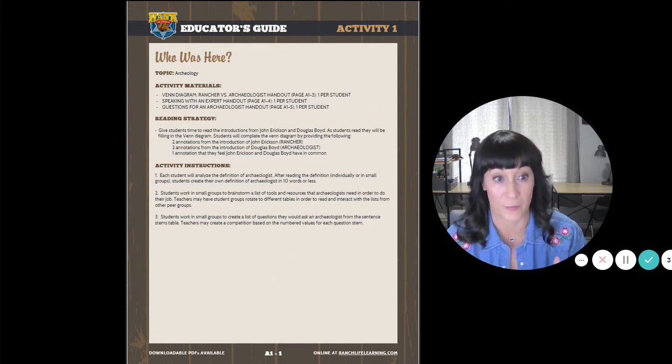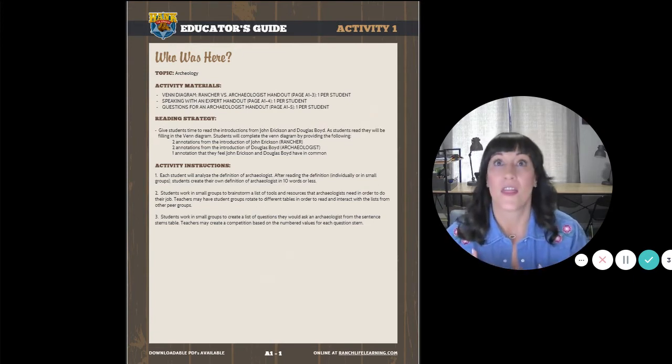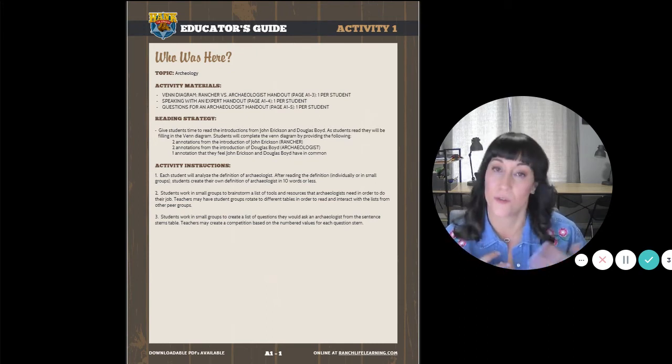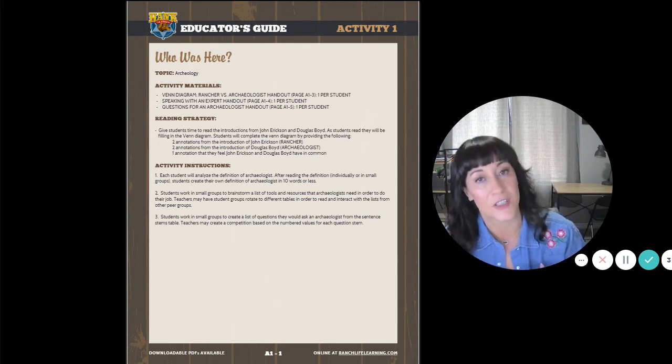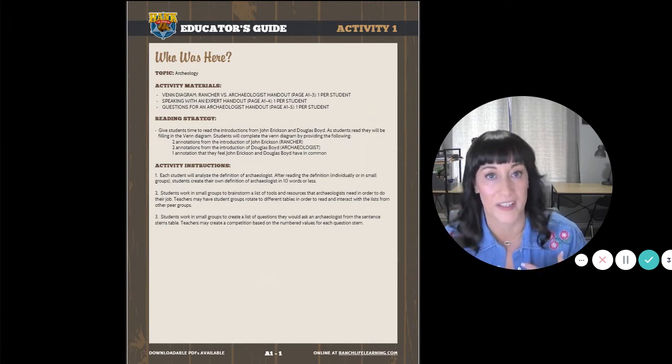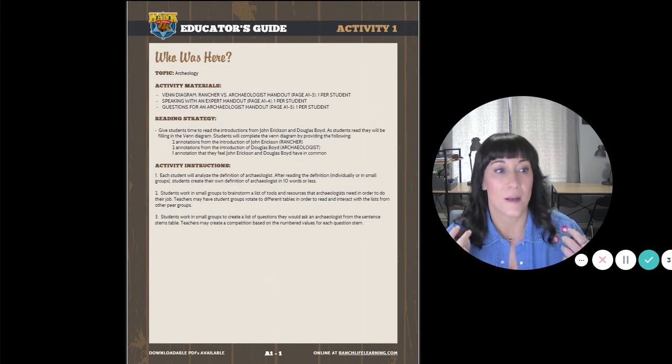The reading strategy for this activity is for students to fill in the Venn diagram as they read through the information to compare the role of a rancher versus an archaeologist. So rancher would be John Erickson versus archaeologist Doug Boyd. So what are the roles of these two gentlemen when it comes to digging into this land and finding out information about people of the past?